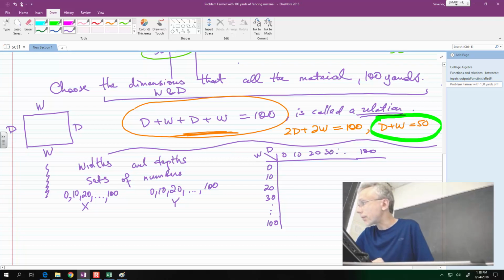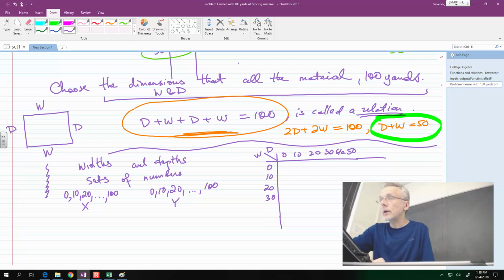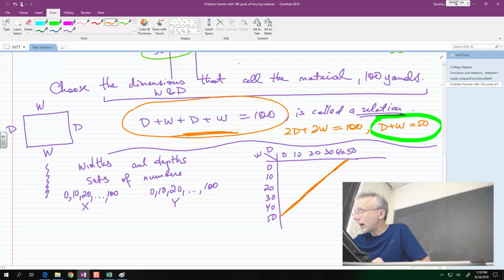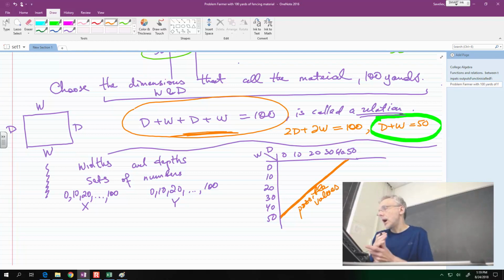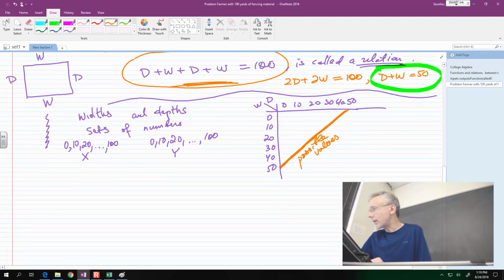They're missing 30 and 40 and 50. I'll erase this. Okay, 40 and 50, and these are the values that are appropriate. So these are feasible or possible. Possible combinations of width versus depth are here, and the rest are not. We discard them.